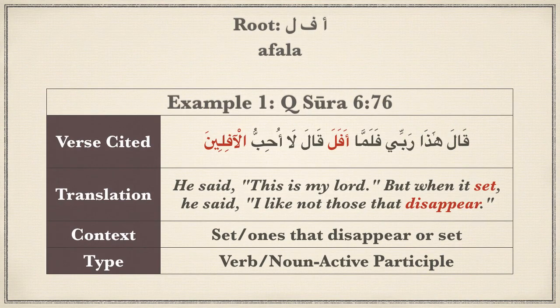The next word, afala, with root letters of hamza, fa, and lam, occurs 4 times in the Quran in 2 derived forms. The word means to become absent or hidden, or to go down or sit. I like this verse given as an example because it covers both the meanings of this word. Afala, the first word in red, is a verb, and the next word in red, al-afilin, is an active participle noun to mean the ones that disappear or the setting ones.